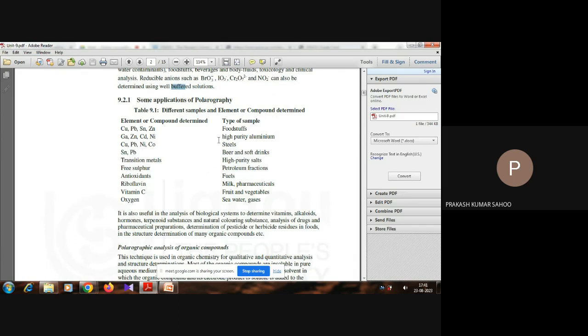Then these are the elements that can be determined using the polarography method from the sample. Like from foodstuffs, we may determine copper, lead, tin, and zinc. From high purity aluminium, gallium, zinc, cadmium, and nickel. From steel, that is carbon based steel, we will be able to determine the trace metals like copper, lead, nickel, and cobalt. Then from beverages, that is beer or soft drinks, you get tin or lead.